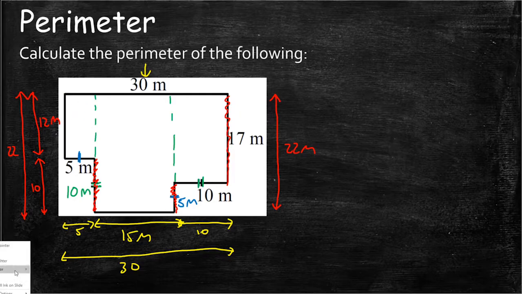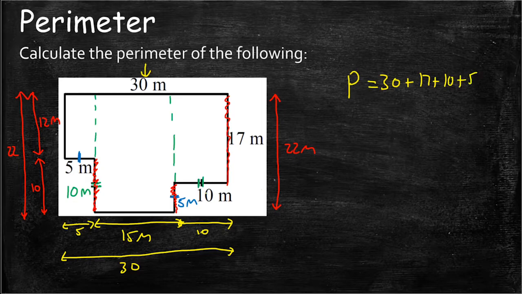Alright, so now we've got all of our different lengths. Let's calculate what the perimeter is. The perimeter is going to equal, and we'll start at the 30 at the top. So it's going to be 30 plus 17 plus 10 plus 5. We've gone 30, 17, we've done the 10, we've done the 5, plus the 15 at the bottom. Plus the 10, plus the 5, plus the 12. And then we get back to our 30 at the top there.